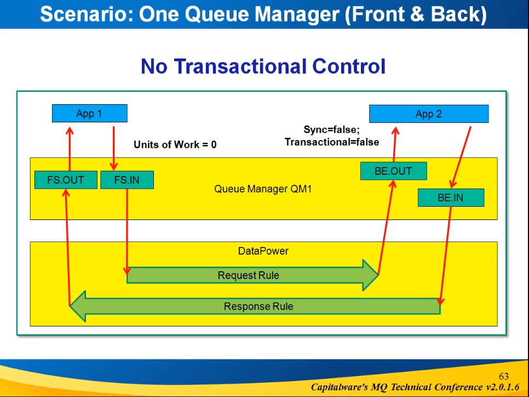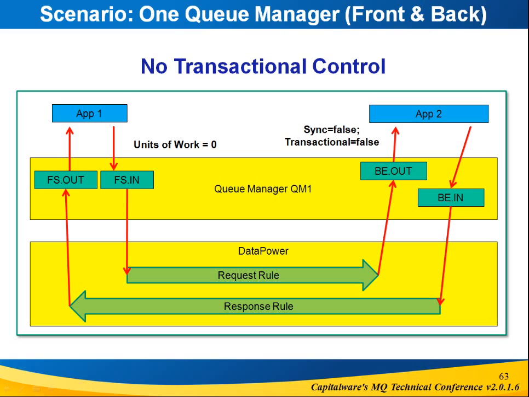So in this case, no transactional control, same queue manager, fs.in gets an MQ get from the front side handler. In this case, units of work 0, immediate deletion from that queue. The message is now under the control of DataPower, no rollback capability, no commit capability. If DataPower loses the message, tough luck. MQ has no further part to play in that. MQ doesn't know or care what happens to that message from this point on.